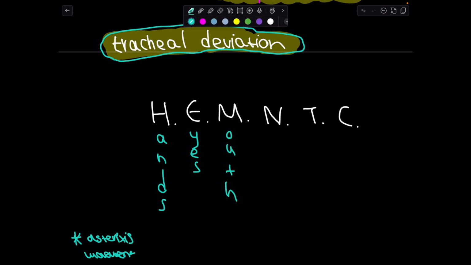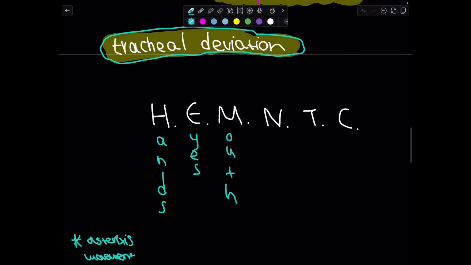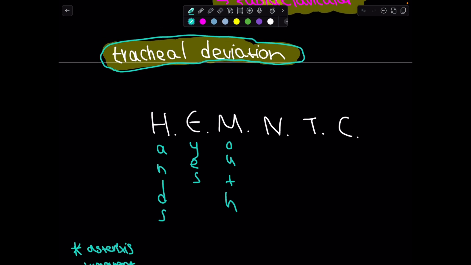I'm going to check the submandibular, the supraclavicular lymph nodes, and also the cervical chain lymph nodes, to see that everything is okay. So 1, 2, 3, and then I'm going to check the trachea to see if there's tracheal deviation by palpating the jugular notch.